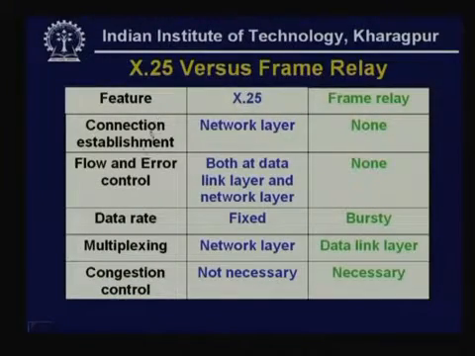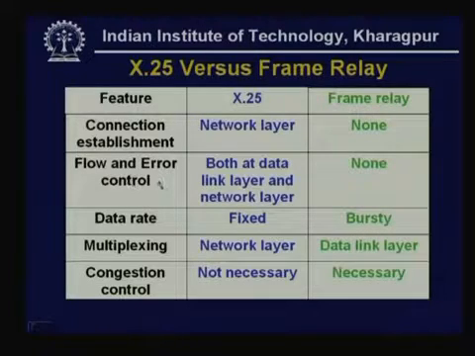So, we shall compare these features. First one is connection establishment. As we know, in X.25 connection establishment is done by network layer. On the other hand, it is not done by the frame relay. It is done by upper layers.